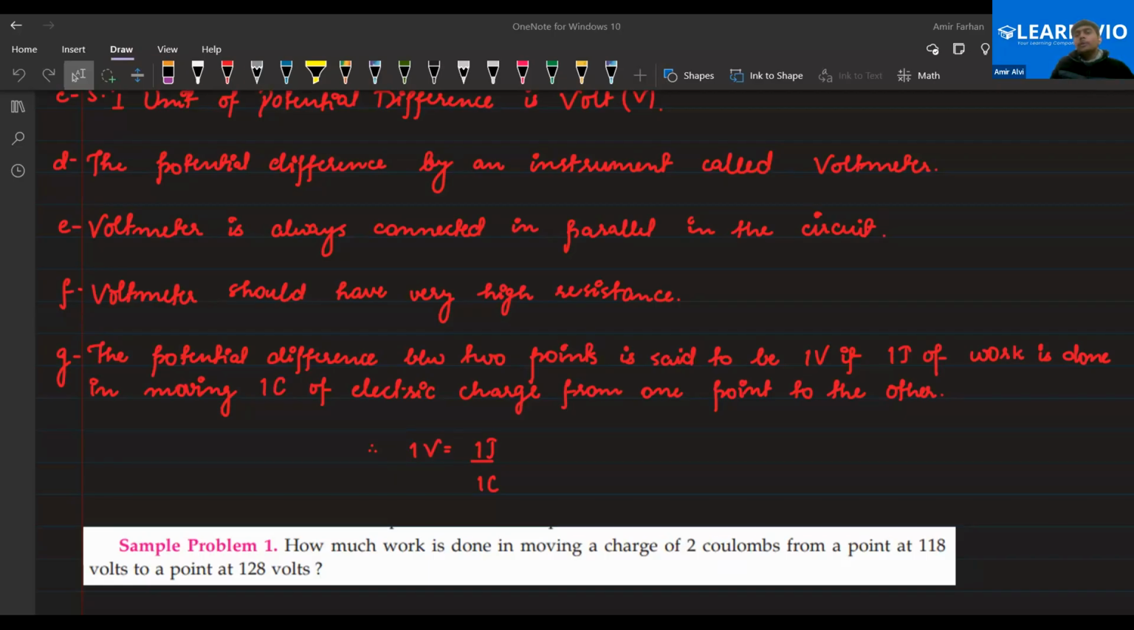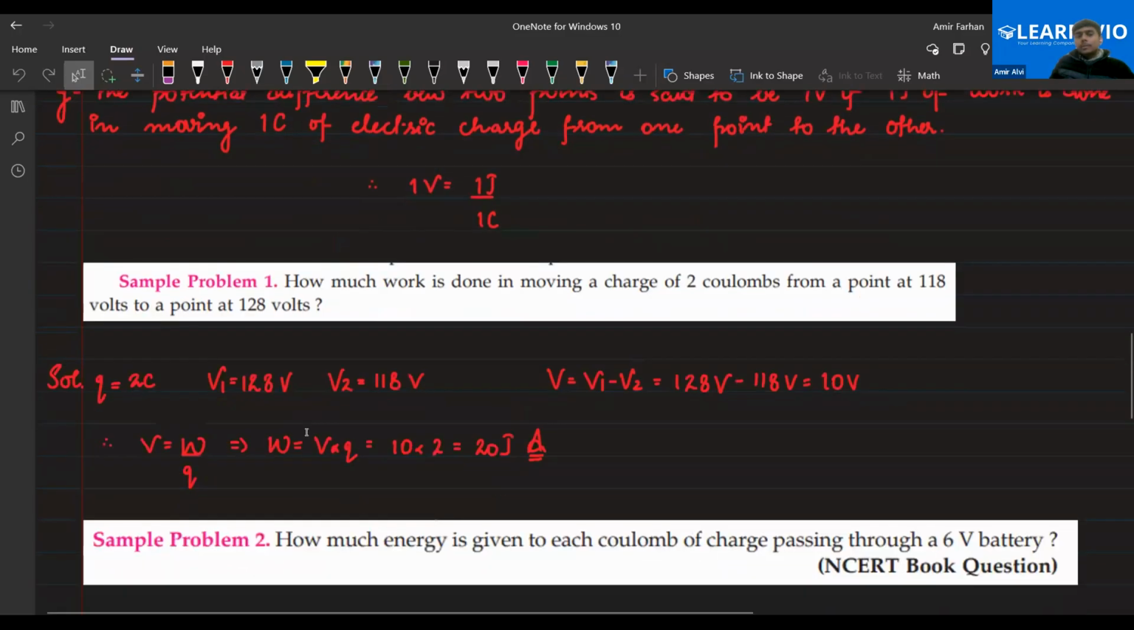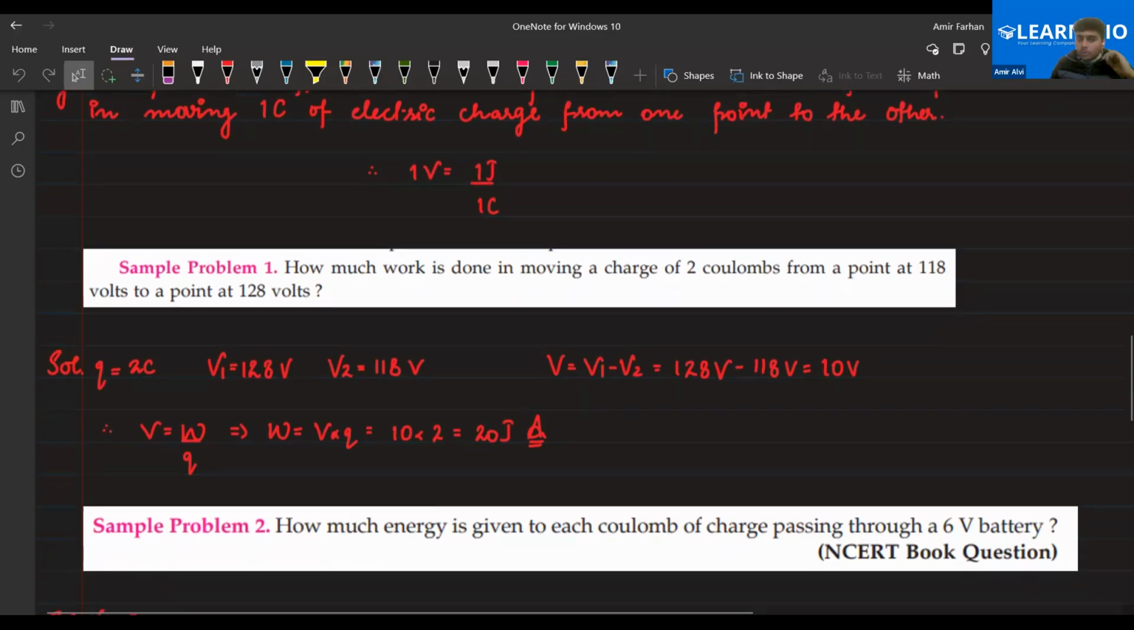The answer would be 20 joules. Because if you subtract the higher potential minus the lower potential, that would be 10 volt. 10 into 2 coulomb of charge is 20 joules. Now calculate this one. Let me know the answer.